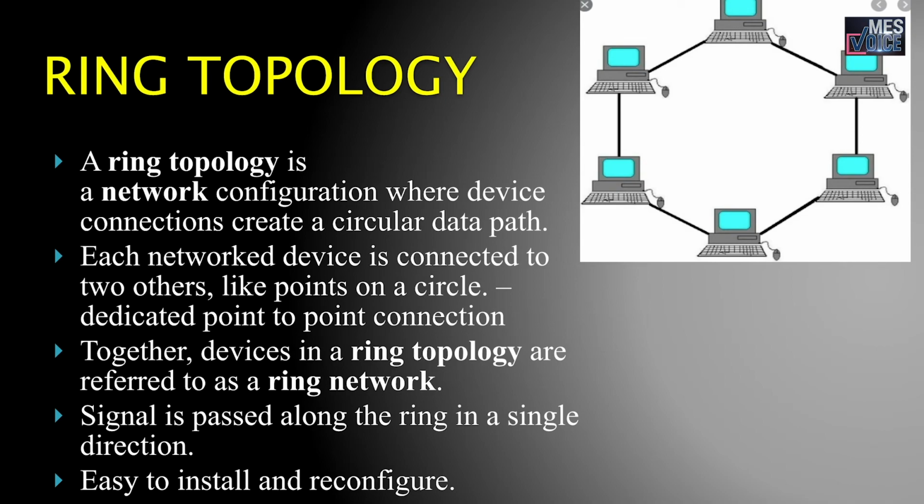Second topology available for computer network is ring topology. A ring topology is a network configuration where the devices' connections create a circular data path. Each networked device is connected to two others like a point on a circle. This is a dedicated point-to-point connection. Together, the devices in a ring topology are referred to as a ring network. The signal or the data is passed along the ring in a single direction. This is easy to install and reconfigure.